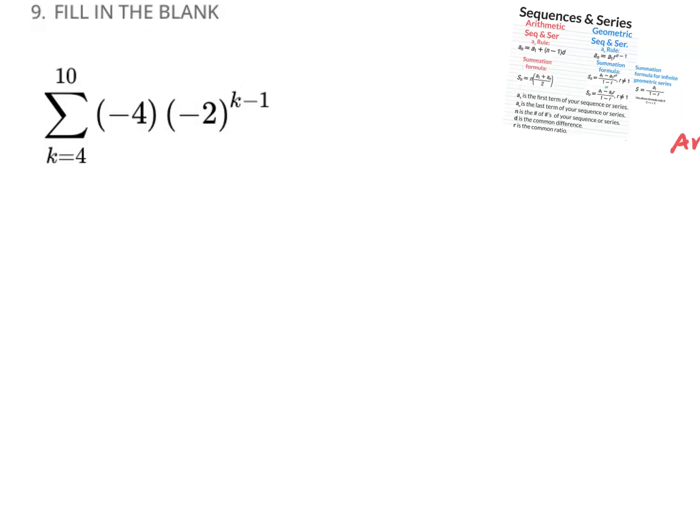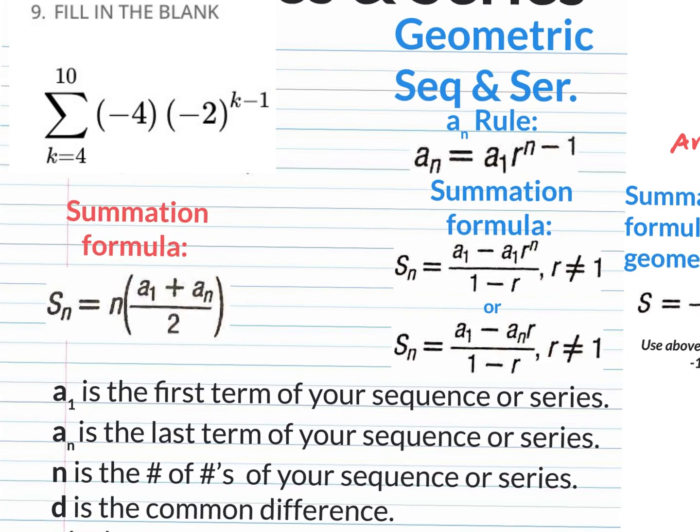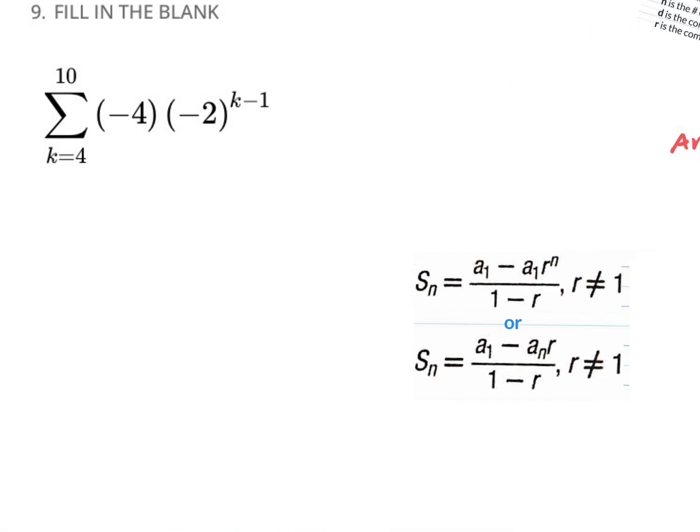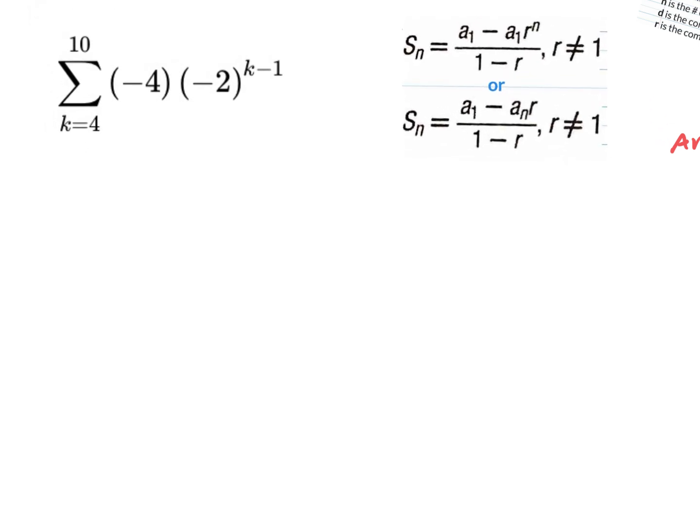Last question here. We have one of the last questions, not the last, one of the last questions. We have a finite geometric series. We're going to find the summation of this finite geometric series. And when you look at your geometric summation formulas, you could use either one of these depending on the information that's provided to you. So I'm just going to rewrite both of them and put them right here. And we're going to use the one that best suits us.